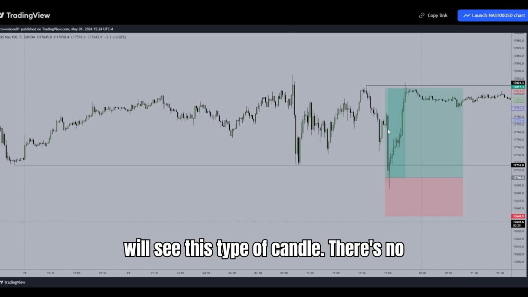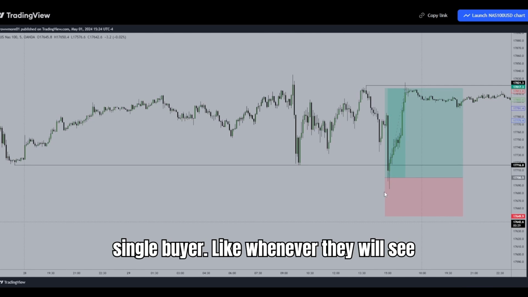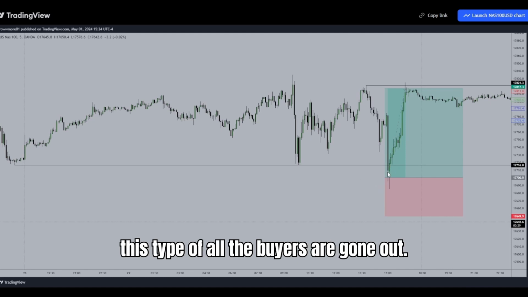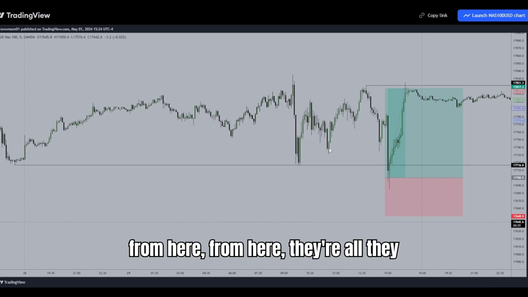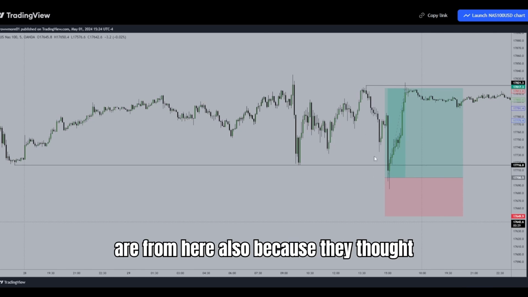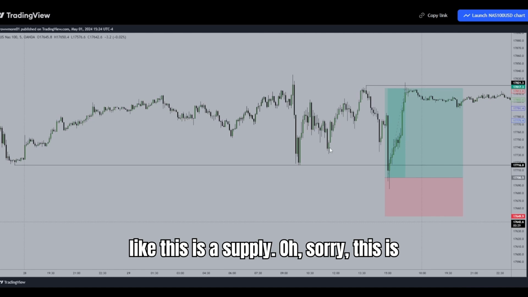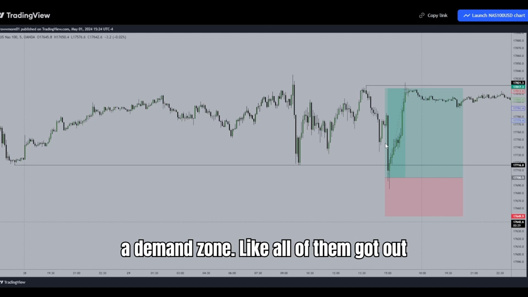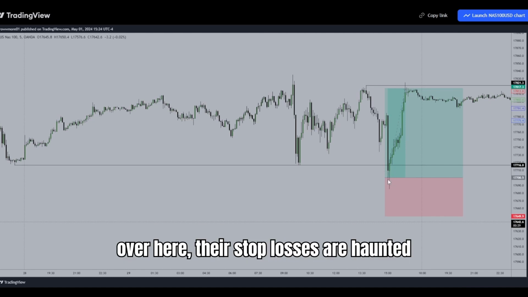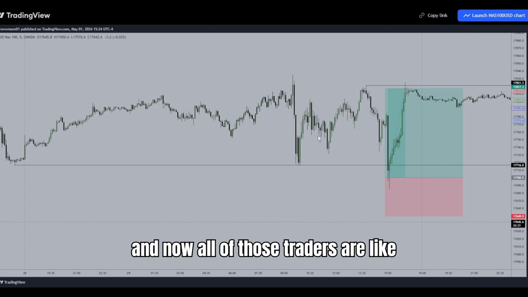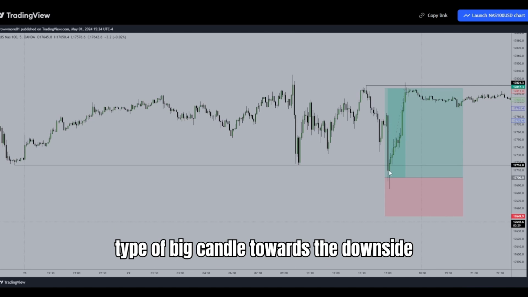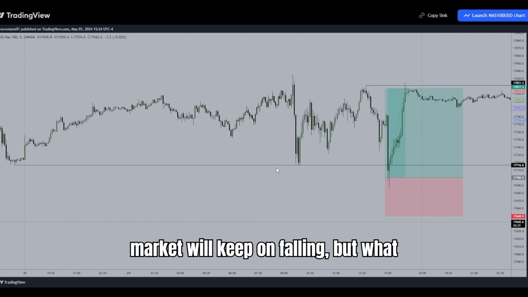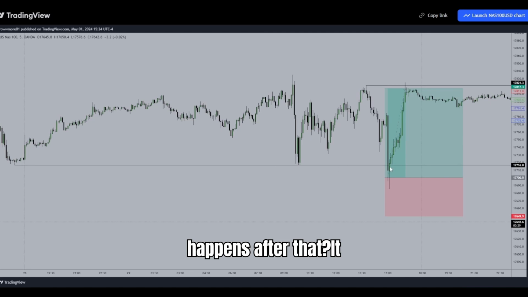When people see this type of candle, there's no single buyer. Whenever they see this, all the buyers are gone. The people who bought from here got out here also, because they thought this was a demand zone. All of them got out over here, their stop losses were hunted, and now all of those traders are selling over here because they saw this type of big candle towards the downside and a breakout. So they'll think the market will keep on falling, but what happens after that? It goes up and takes this high.